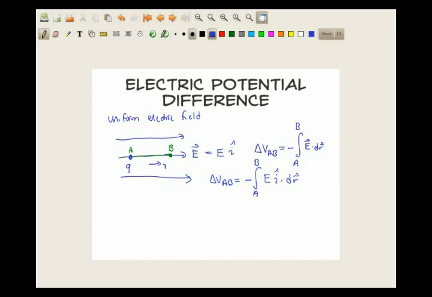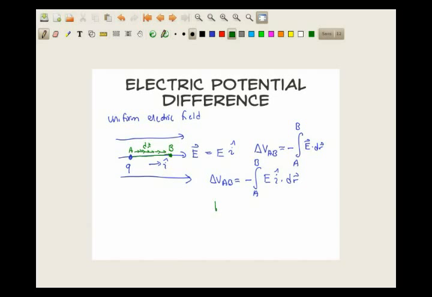Well, i hat points to the right, and the little pieces of our path, the little dr's that add up to make the total path, they also are all parallel to i hat, point in the same direction, and in fact, the unit vectors themselves are equivalent to i hat.